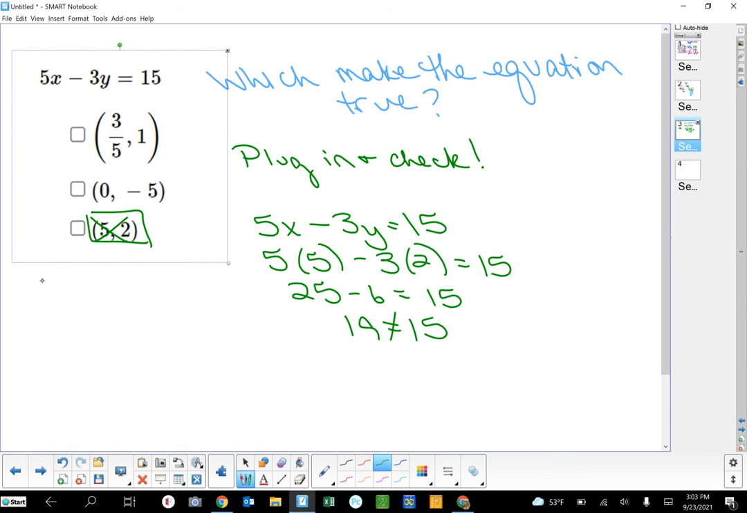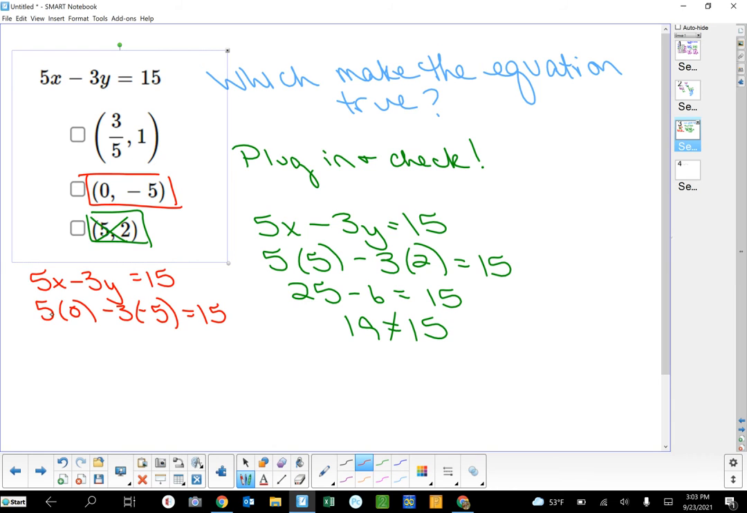So let's see. I'll do this one in red. 5x minus 3y equals 15. 5 times 0 minus 3 times negative 5 equals 15. 5 times 0 is 0. Negative 3 times negative 5 is a positive 15. Well, 15 does equal 15. So that one checks out. So this one does work.